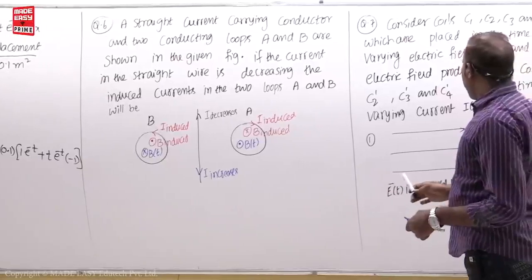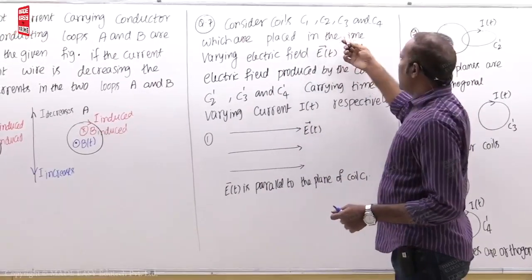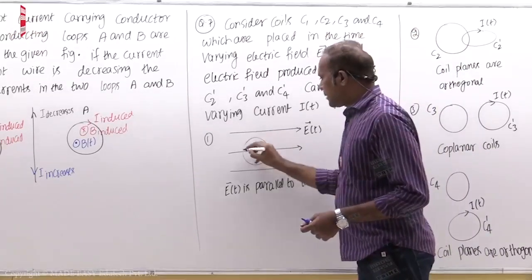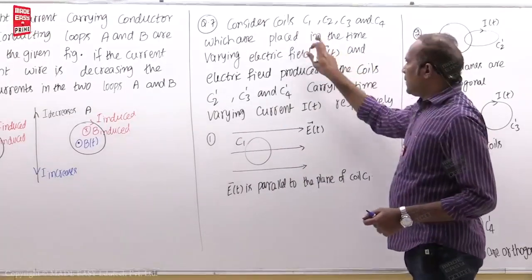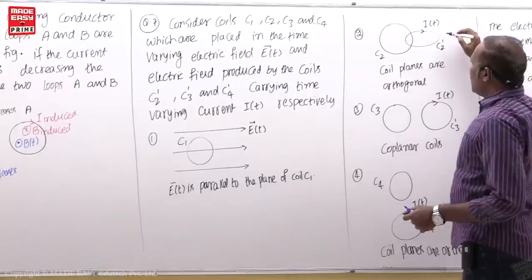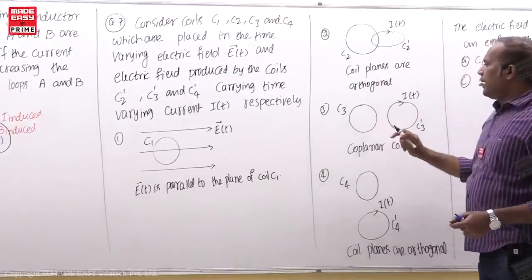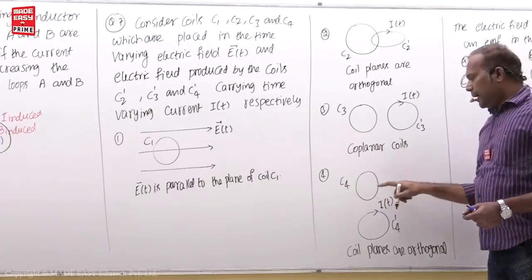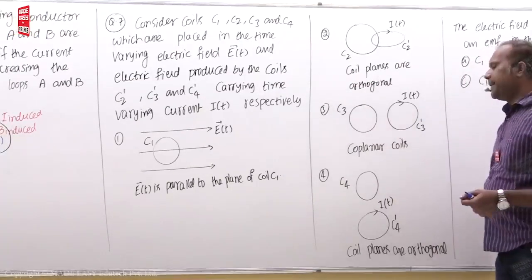So here one more question is there. Consider coils C1, C2, C3, and C4. Here coil C1 is given like this. So this is the C1 coil, and in the C1 coil an electric field is given, and in the C2 coil the electric field is produced due to the current in the C2 dash coil, and in the C3 coil the electric field is produced due to the current in the C3 dash coil, and in the C4 coil the electric field is produced due to the current in the C4 dash coil. It is given in the question.